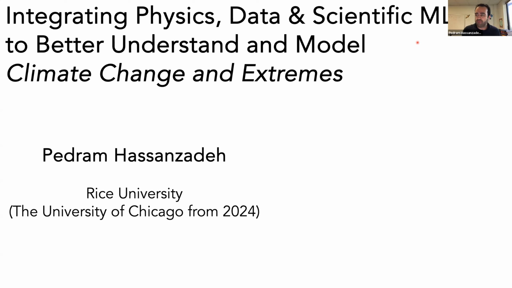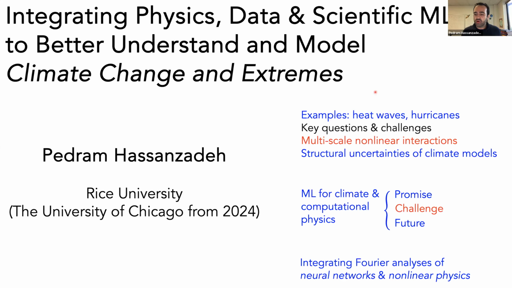So to tell you why we need new tools like machine learning in climate science, first I'm going to give you some examples about extreme events like heat waves and hurricanes to highlight some of the key questions and challenges that we have in climate science. And as you'll see, in particular, the presence of multi-scale nonlinear interactions in the climate system is one of the major sources of the challenge that we have. For example, these interactions can lead to major structural uncertainties in our climate models, in the GCMs, which are the main tools that we use to provide information about future climate.